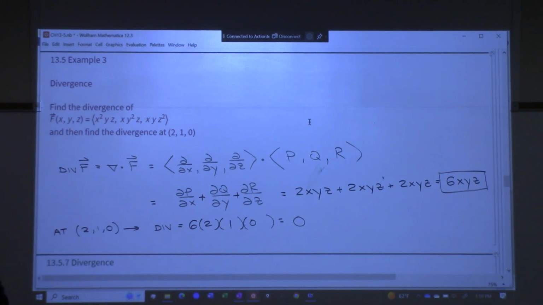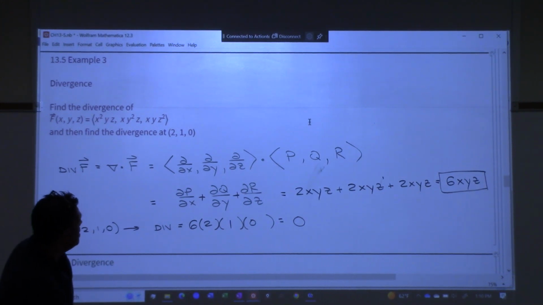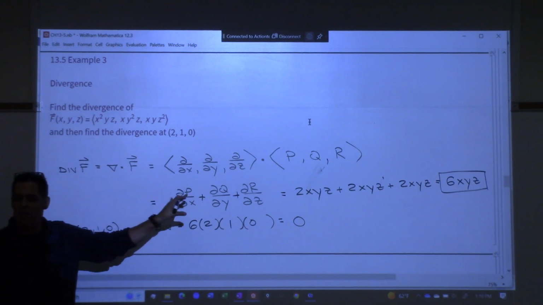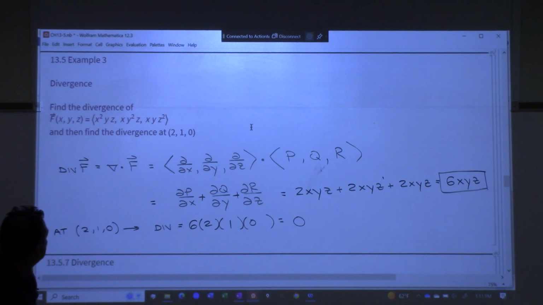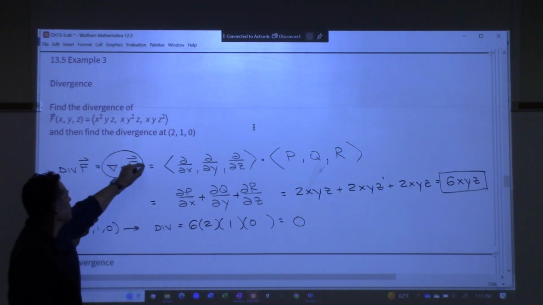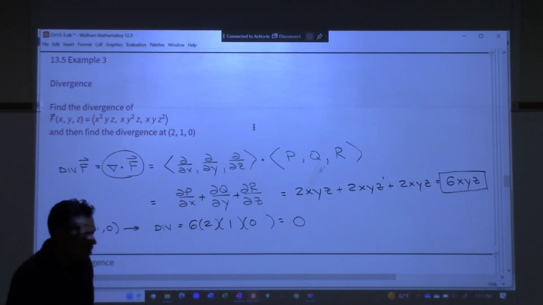0? Pretty boring example, divergence 0. But do you see how the calculation is much easier? You don't have to do a cross product, so it's much nicer, no formulas really to remember. I mean, if you remember this and you remember what a dot product is, you're in business.